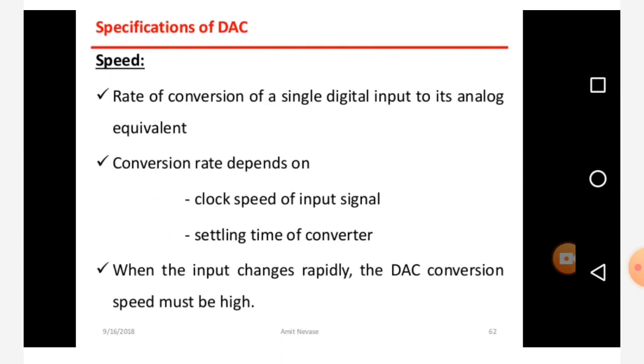Next specification of DAC is speed. It is the rate of conversion of a single digital input to its analog equivalent. Conversion rate depends on the clock speed of the input signal and settling time of the converter. When the input changes rapidly, the D to A conversion speed must be high.